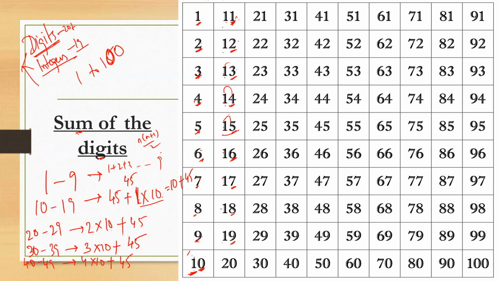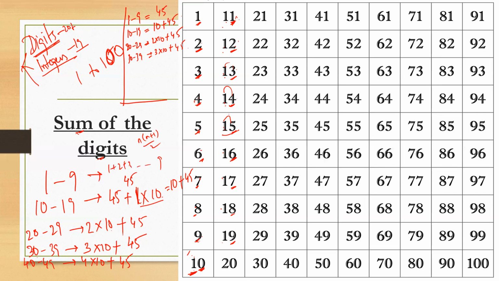Right? So when we are doing sum of digits, what is the pattern that we observe? Okay, the pattern is 1 to 9, it is 45. Sum of digits is 45. Okay. 10 to 19, it is 10 plus 45. 10 is 10 into 1. 20 to 29 is what? 2 into 10 plus 45. 30 to 39 is 3 into 10 plus 45. Are you seeing a pattern here? Are you understanding what we are doing?